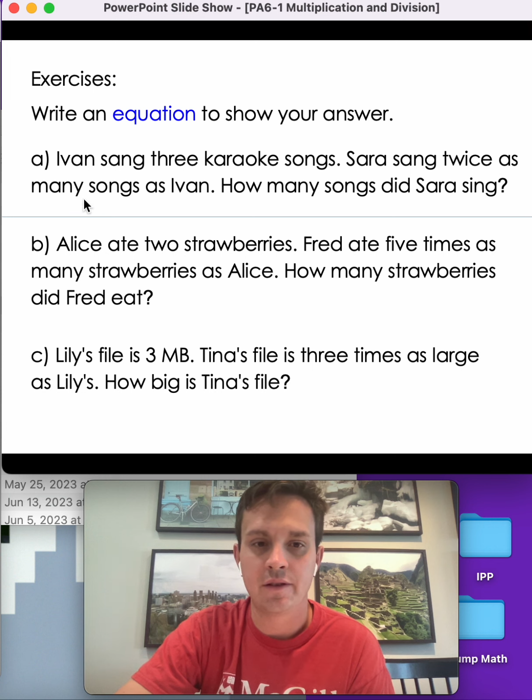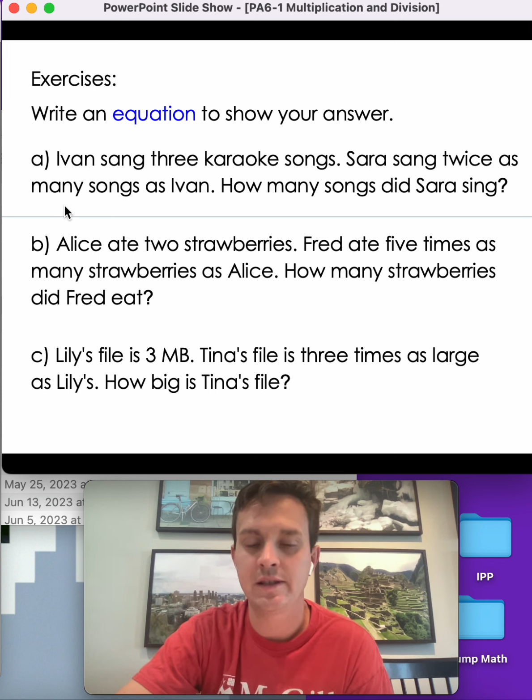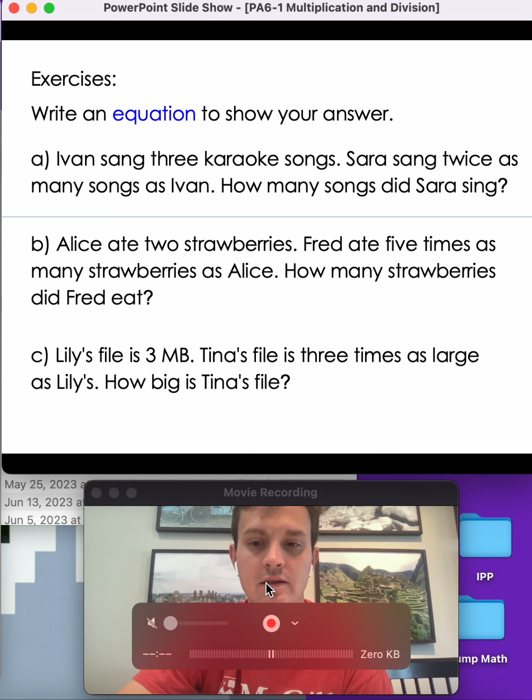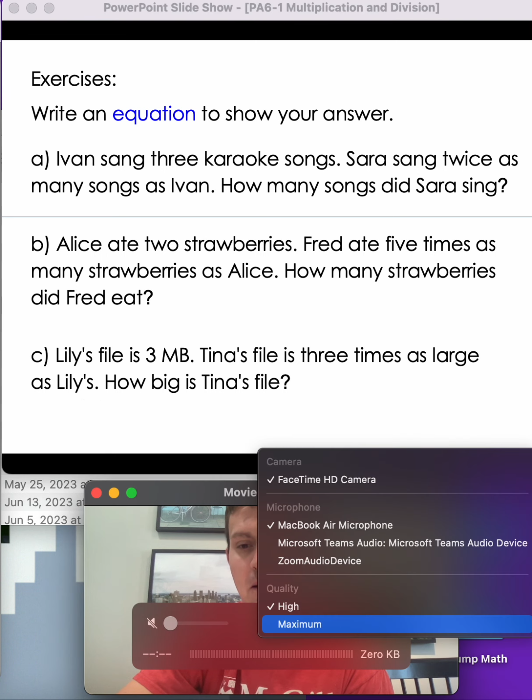The answers for the first one, 2 times 3 is equal to 6. B, 5 times 2 is equal to 10. C, 3 times 3 is equal to 9, so 9 megabytes.